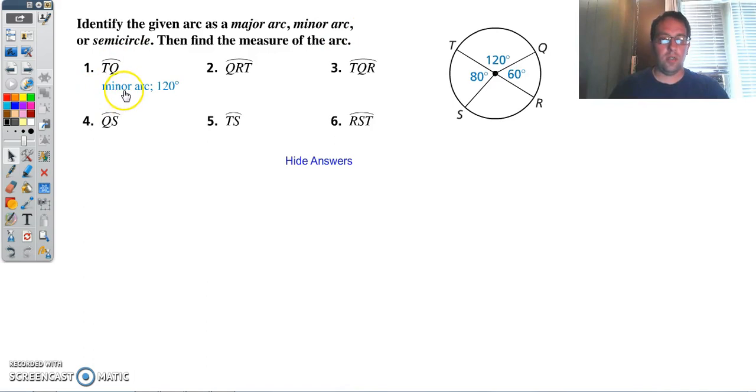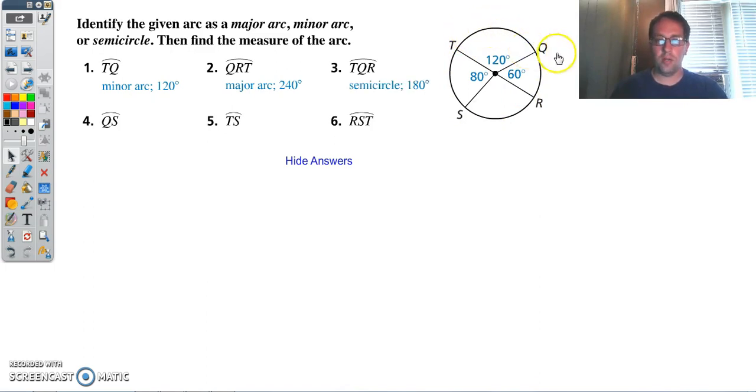Number 1, this is a minor arc because it is less than a semicircle, less than 180, and the measure is 120, same as its central angle. Number 2, QRT, so going all the way around there. That is a major arc because it is more than a semicircle, and it has a measure of 240. And all you have to do is take 360 degrees minus the 120 for QT.